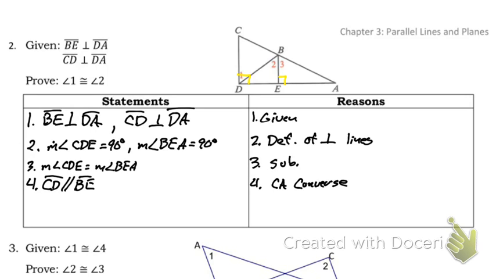Now we have CD is parallel to BE, so we can jump straight to our final. Angle 1 is congruent to angle 2 because they are alternate interior angles now that we have parallel lines. Does that all make sense, Sophia? You sure? Okay, that's probably one of the harder ones that were on there because you got to flush a whole bunch of stuff out.